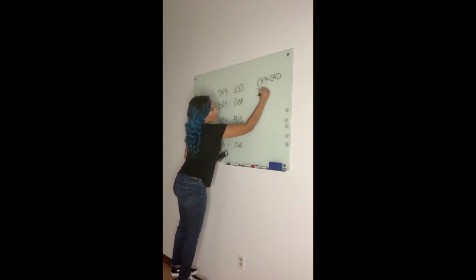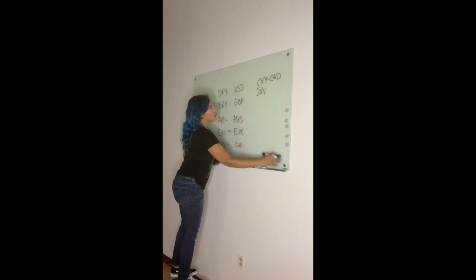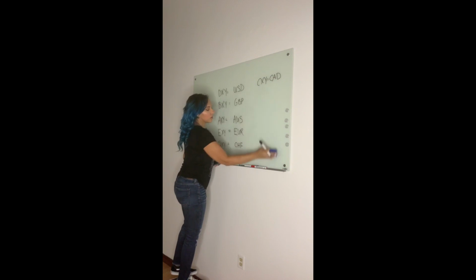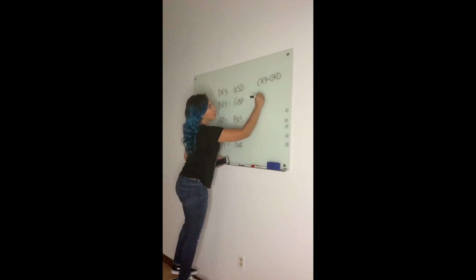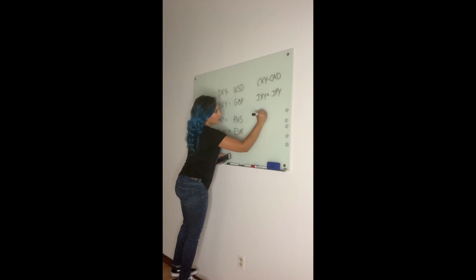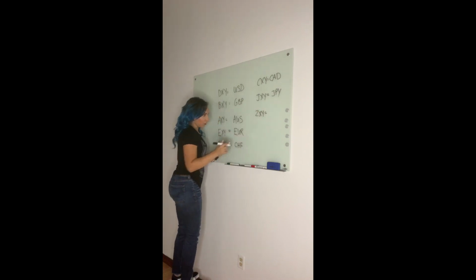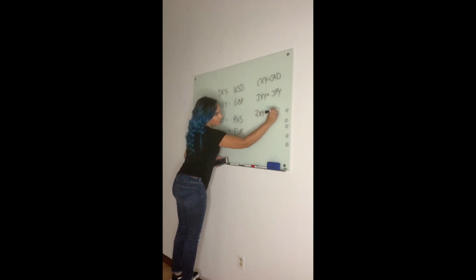JXY. Oh, that's too close. That's going to be your yen, okay? So JPYs. And then you have CXY. All right, and that's going to be your New Zealand, so NZDs.